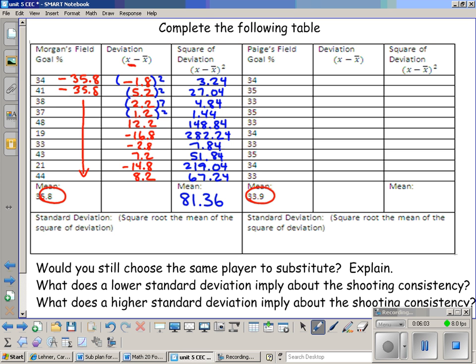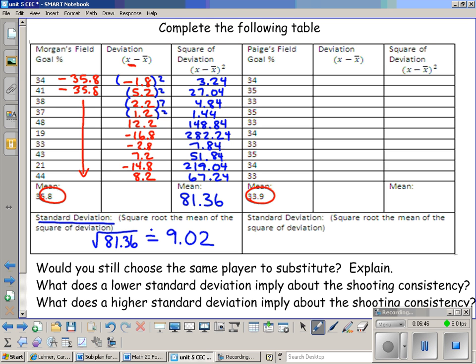First of all, you find the average or the mean of the original data values. Then you find their deviation, you square their deviation, and find their mean. Now from here, to find the standard deviation, we square root this mean. So we square root 81.36. And the square root of that is 9.02, approximately. So now we have the standard deviation for Morgan's field goal at 9.02.